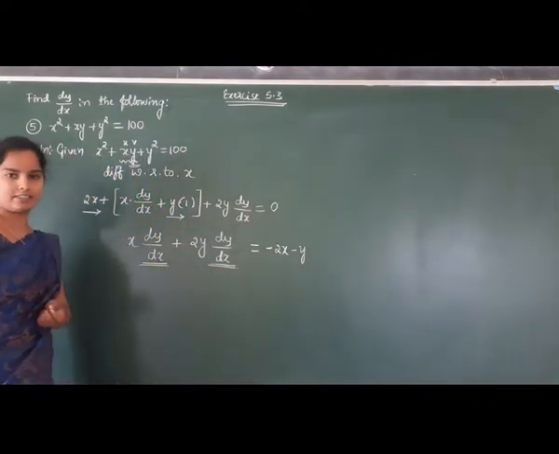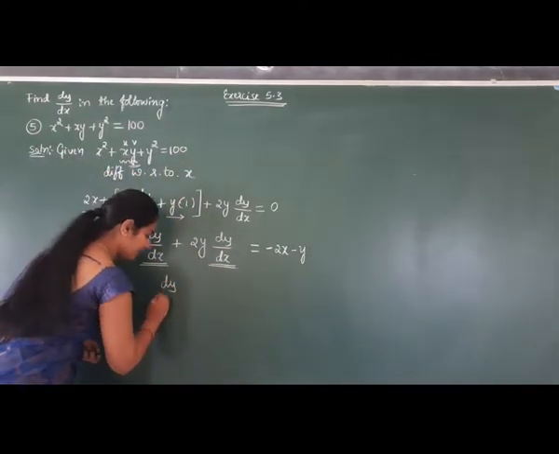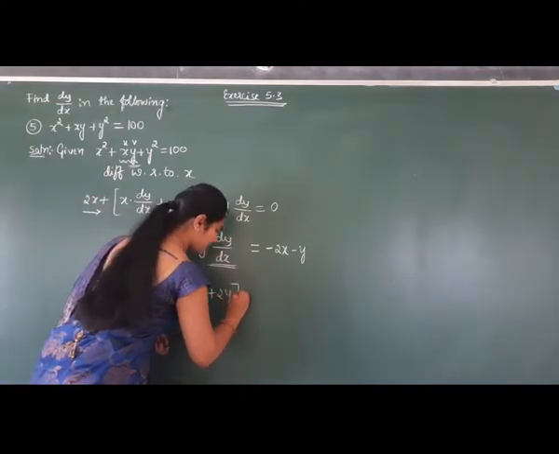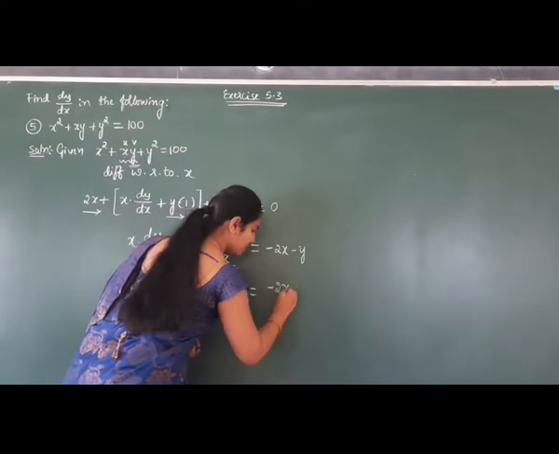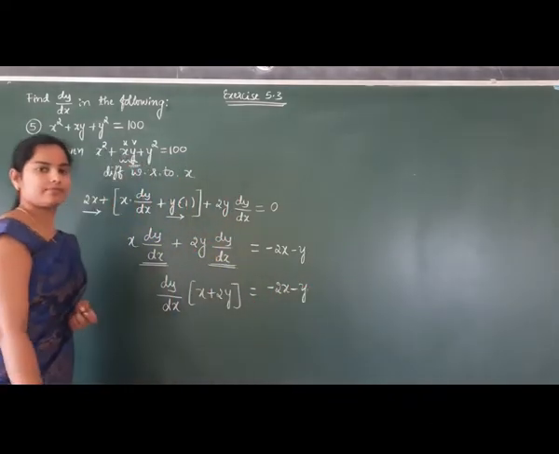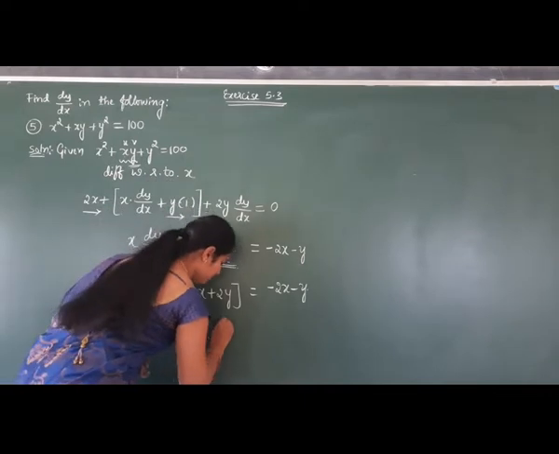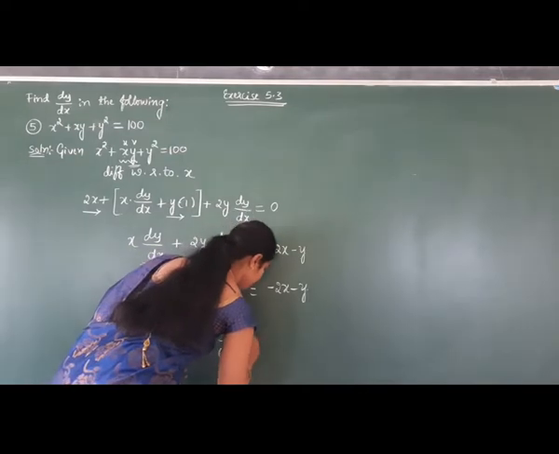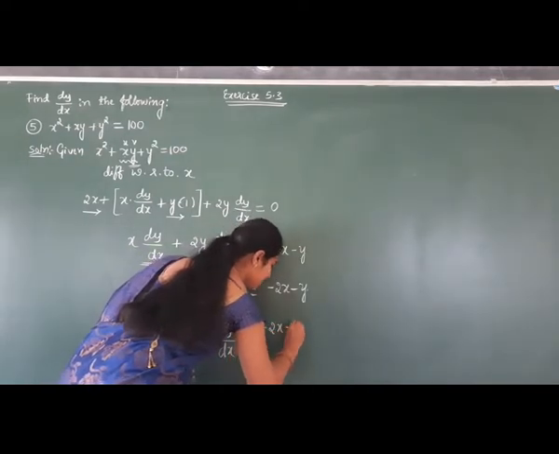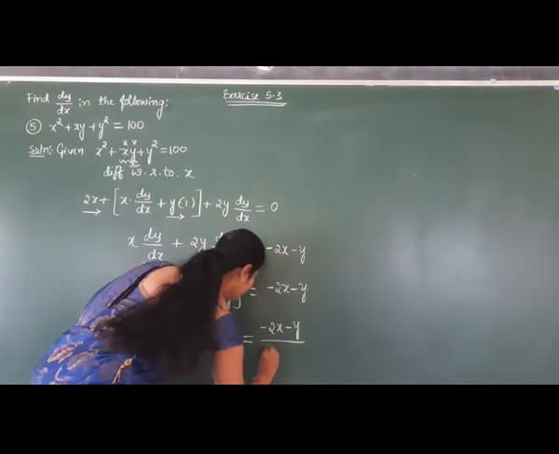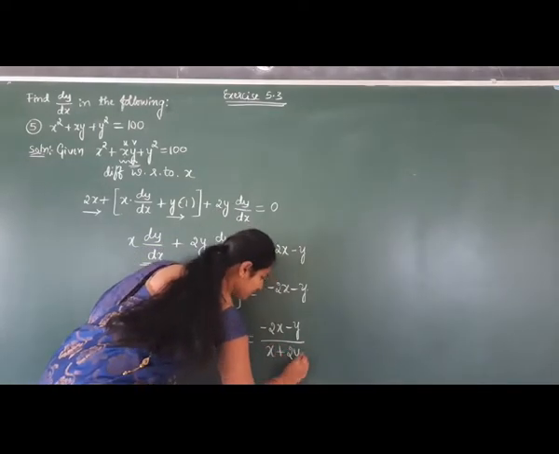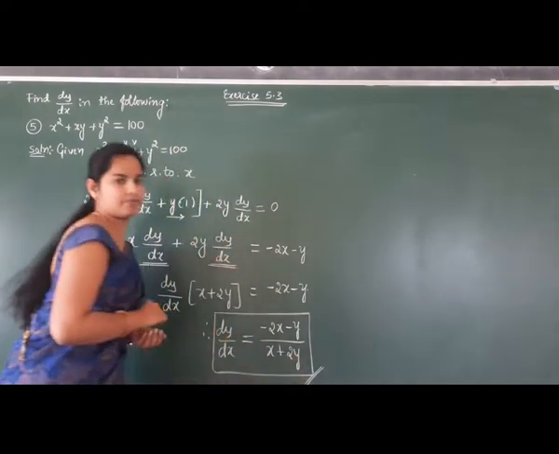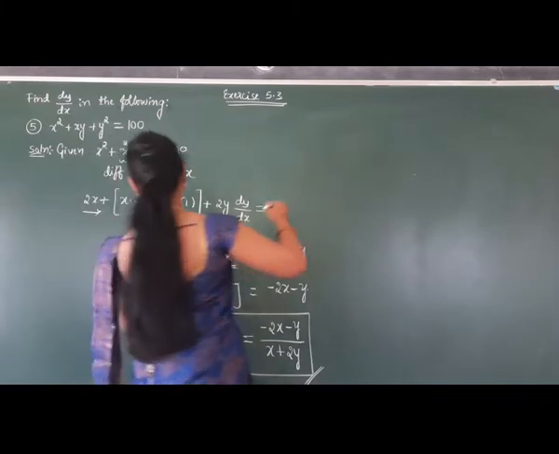by dx. Okay. So then dy by dx into x plus 2y is equal to minus 2x minus y. So therefore dy by dx is equal to minus 2x minus y divided by x plus 2y. So therefore we got the solution. Okay. So the next question.